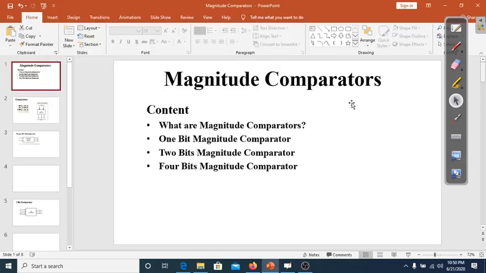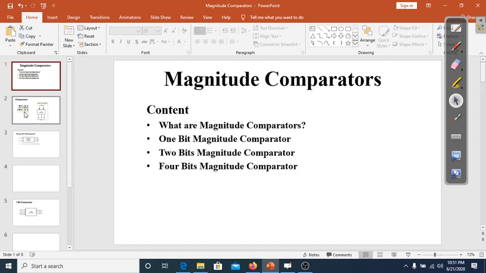In this lecture, let us talk about magnitude comparators. The contents of this lecture are as follows. First, we will talk about magnitude comparators: what are magnitude comparators? Then we will discuss the 1-bit magnitude comparator. Then we will move to the 2-bit magnitude comparator. Finally, we will discuss the 4-bit magnitude comparator.